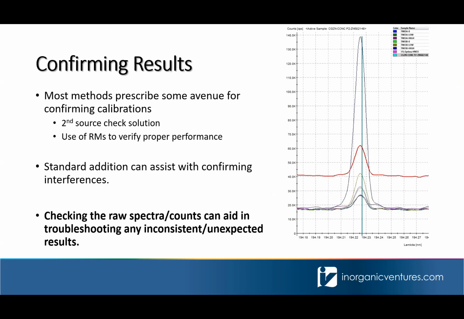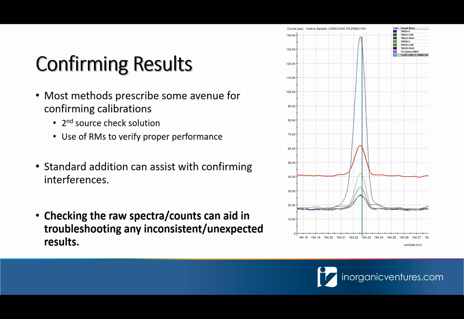Okay, so a final thought on troubleshooting is how do you confirm your results? So you think the result is high, low, or it's just not there. What can you do? So typically most methods are going to prescribe the use of some sort of confirmation tool. So a second source check solution, for example, can confirm the performance of your calibration, and also the use of RMs. You can verify proper performance of your calibration using a reference material. So it's a known concentration coming from an outside lab.